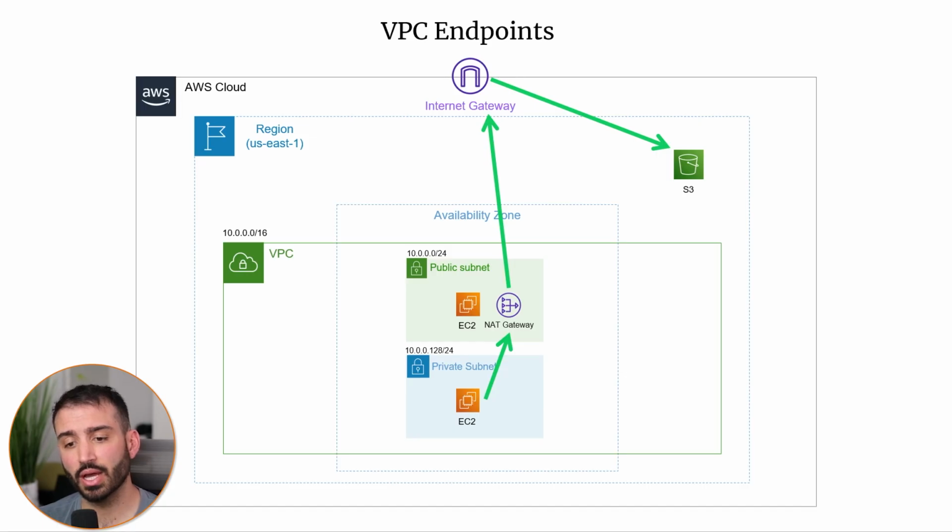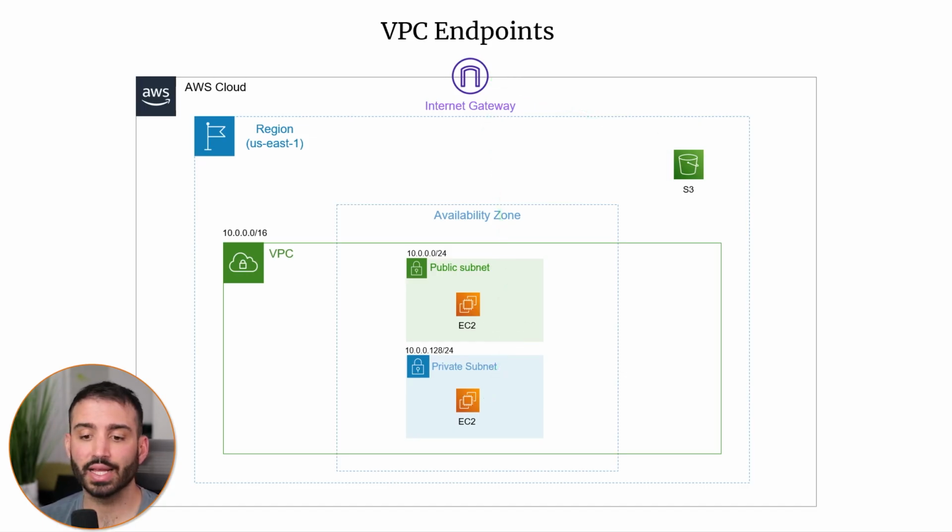And so how this would look in contrast is that you would set up what's called an S3 endpoint via the VPC endpoints feature. And what this allows you to do is set up a private endpoint that's going to point directly within the AWS network to S3.